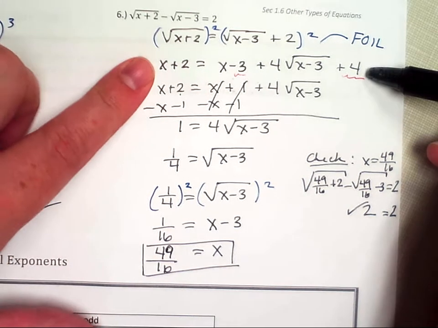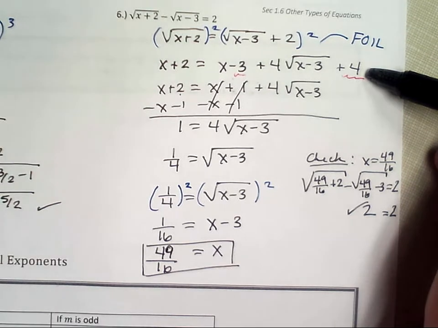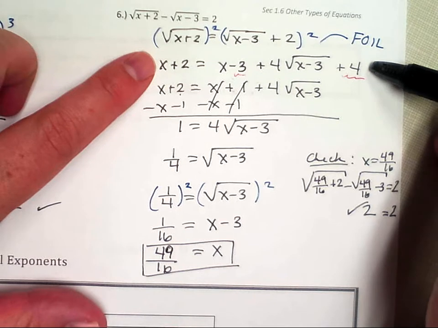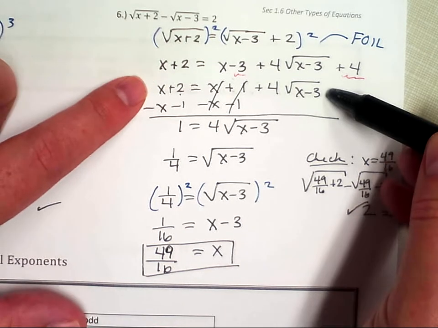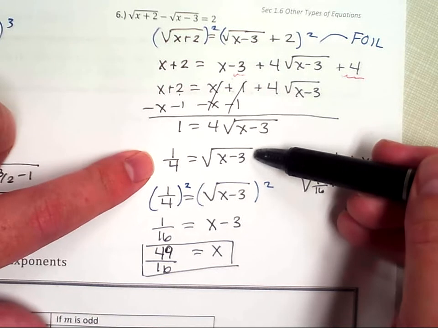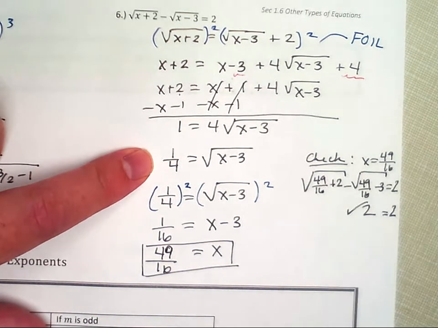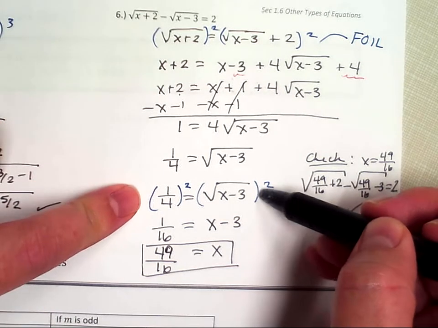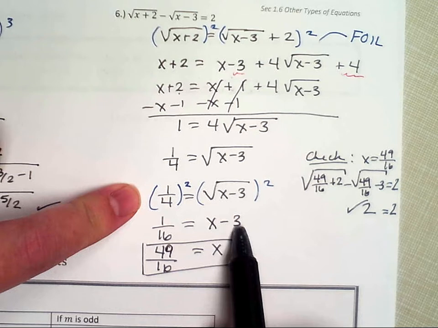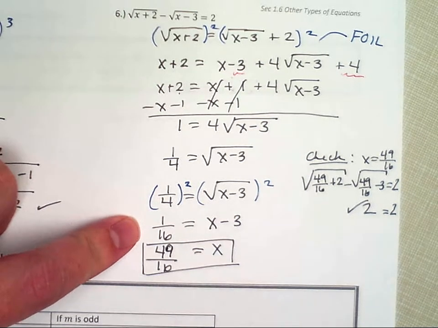I got to this step, and I said, hey, I still have a radical. So again, I need to isolate the radical and raise both sides to the nth power. Okay, so the next couple steps are moving stuff away from the radical to isolate the radical, and I got down here. Once I isolate that radical again, I raise it to the nth power, which meant I squared it. So the square root gets rid of the squared, and I'm left with x minus 3. 1 over 4 squared is 1 over 16.